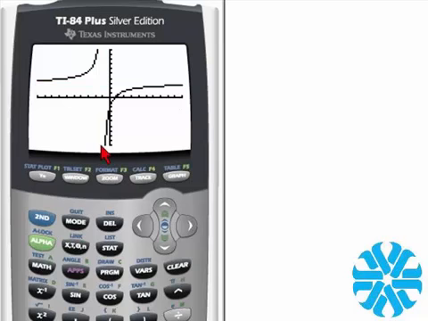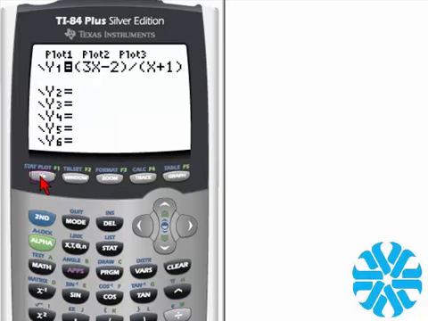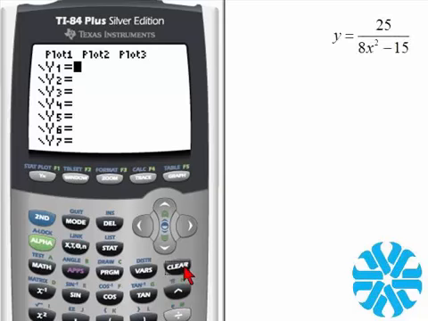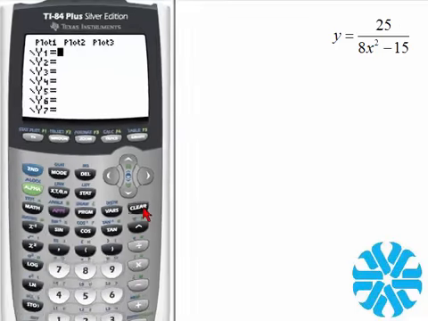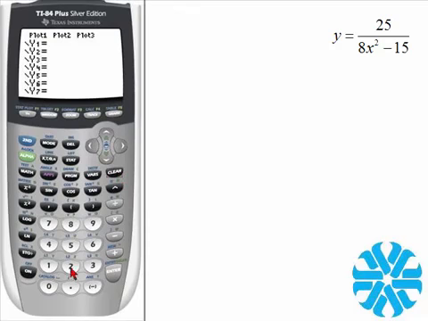And now let's clear the function out of here. So we go ahead and hit Y=, and let's clear the function by hitting clear. And then we're going to go to example number 3. Example number 3 says to take 25 and divide that by 8x squared minus 15. So we're going to input this into our Y1.